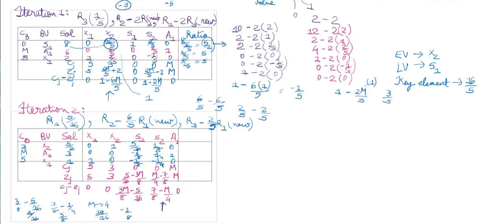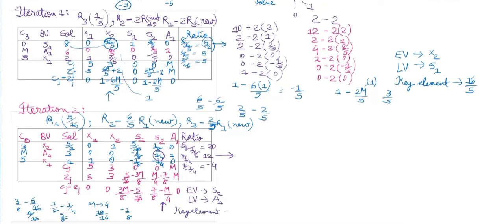Then after we'll find the ratio, that is the solution column divided by the column of S2, which is 5 by 2 upon 1 by 8, 3 upon 1 by 4, 1 upon minus 1 by 4. So we get the smallest positive ratio as 12. So our leaving variable will be A1 and 1 by 4 will be our key element. I'll just write it over here. Entering variable is S2, leaving variable is A1 and key element is 1 by 4.